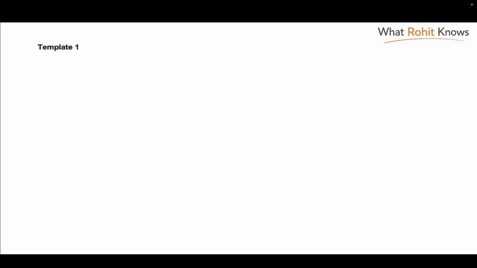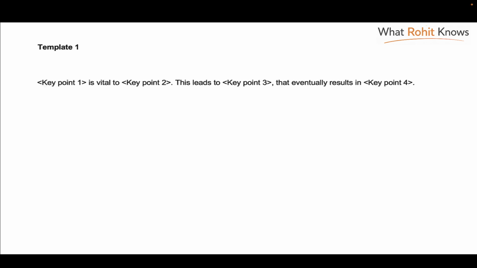Let's look at the first template now. Key point 1 is vital to key point 2. This leads to key point 3 that eventually results in key point 4. So 2 sentences, and in each we talk about 2 key points. As you can see, the fixed words in the template are very few: is vital to, this leads to, that eventually results in. So that means you have to be good at understanding the key points and also structuring them correctly from a grammar perspective. If you use this template, the response will look something like this.